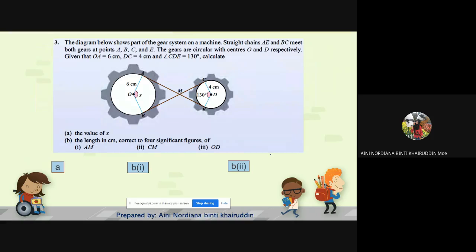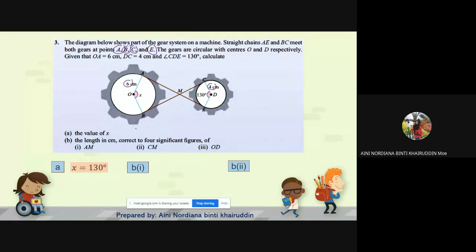Next, question number 3. The diagram below shows part of the gear system on a machine. Straight chains AE and BC meet both gears at points A, B, C and E. So A, B, C and E are actually the points of tangency. The gears are circular with centers O and D respectively. Given that OA equals 6 cm, DC equals 4 cm, and angle CDE equals 130. Calculate the value of x.